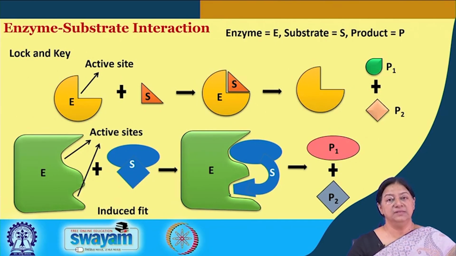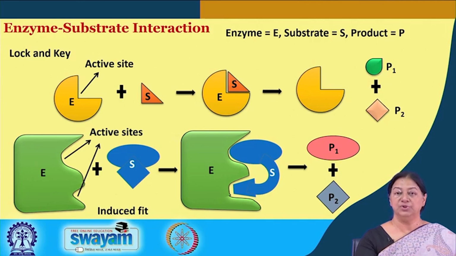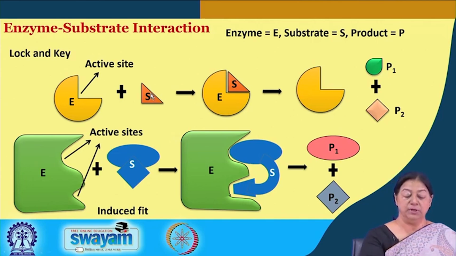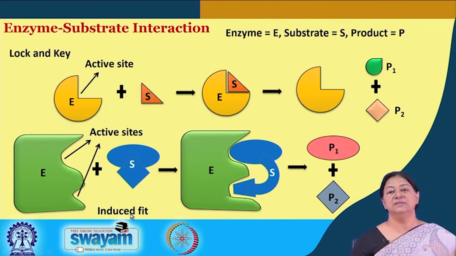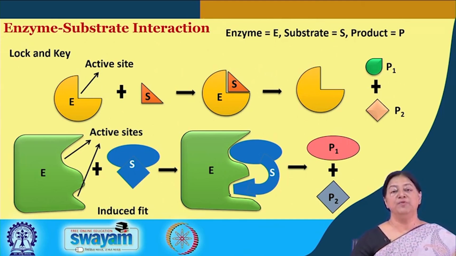There are two different models that we learnt in the last class. One is the lock and key model and one is the induced fit model. In the lock and key model, the active site will take in the substrate in a specific manner and release the product, and then the enzyme will be back to its original form to take in another substrate molecule. In the induced fit model, there is a certain flexibility given to the enzyme as well as the substrate, for an accommodation of the substrate to the enzyme active site.